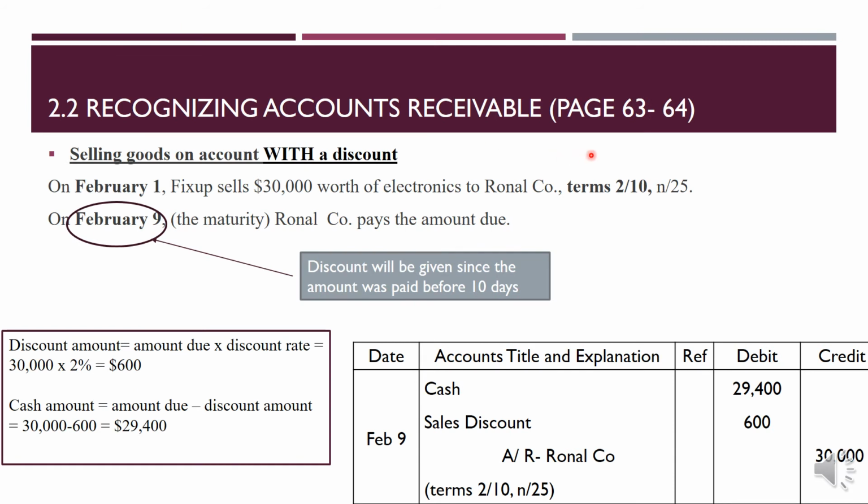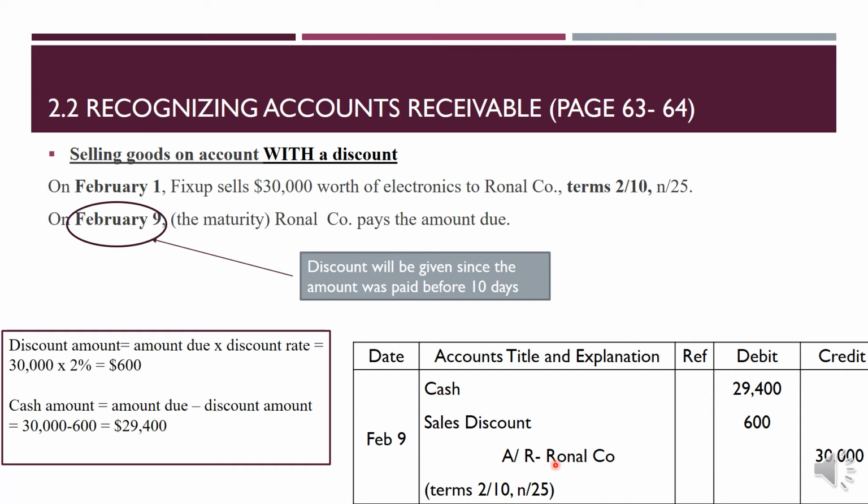Now let's see this example on page 63 and 64. On February 1, FixUp sells $30,000 worth of electronics to Ronald, terms 2, 10, and 25, the same given, but the payment was done on February 9. So February 9 is within the 10 days of the selling. So here the customer will have a discount of 2%. First, we have cash. We have accounts receivable, the same as before.